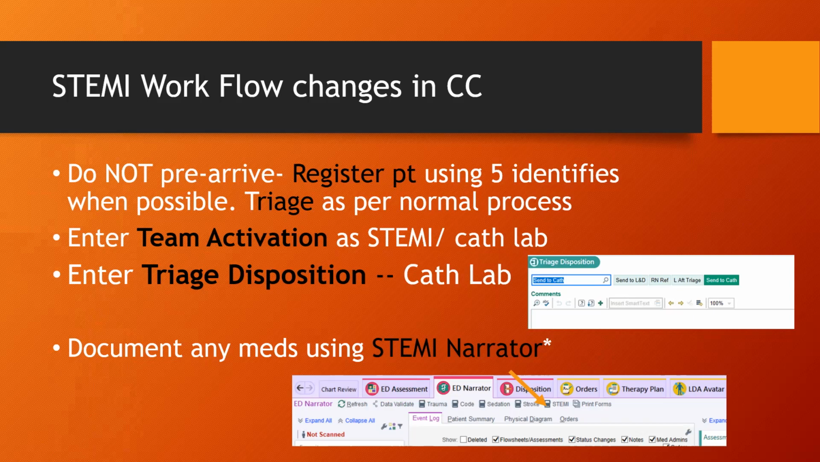When the emerge doc comes in and the patient arrives, depending on whether it's a cath lab patient, we're going to triage that patient as per normal. If the physician, the interventionalist, decides, we're going to send them to cath lab. In triage, team activation is an option, and you're going to do team activation with STEMI cath lab. And the triage disposition we're going to switch to is send to cath lab. Again, we'll demonstrate how to get that up there. So it's going to be a send to cath lab.